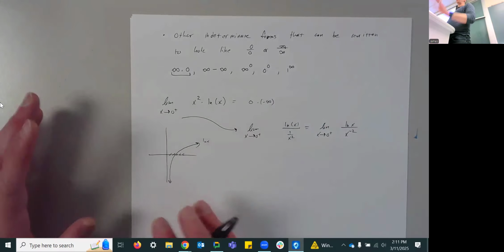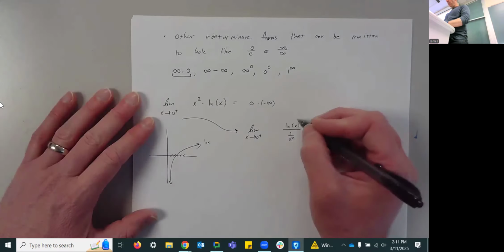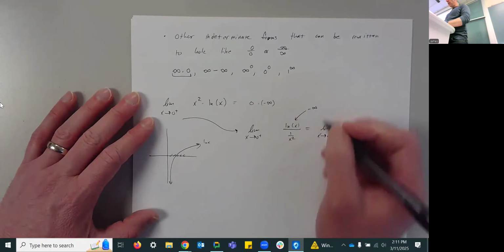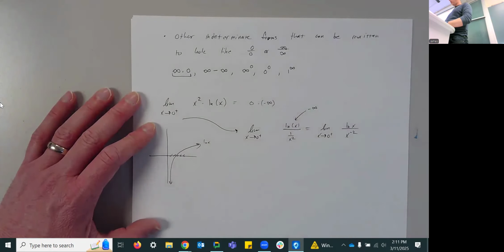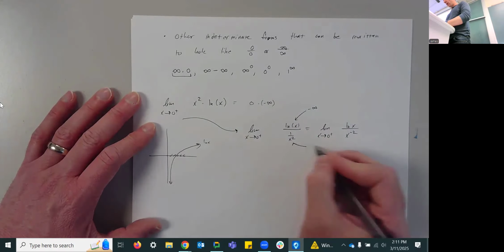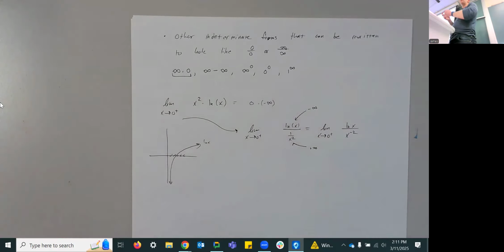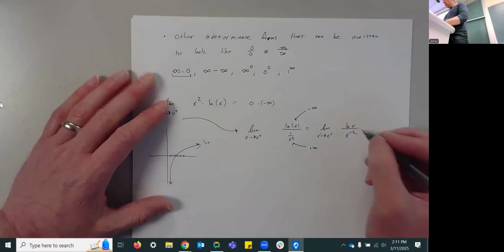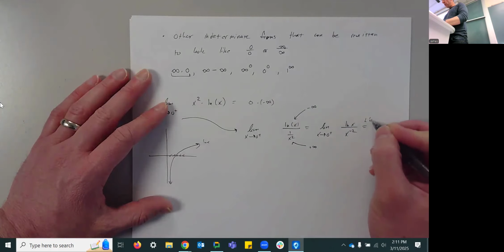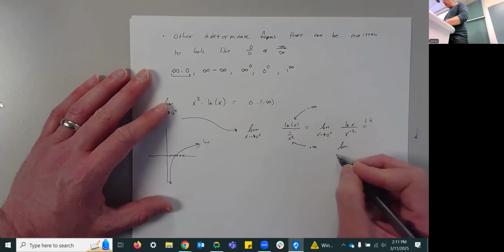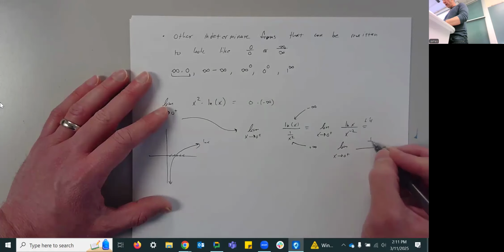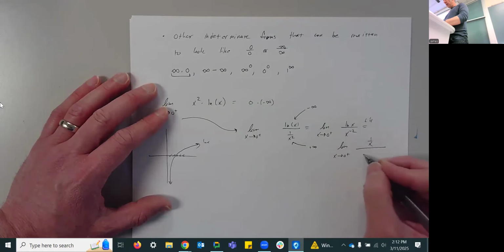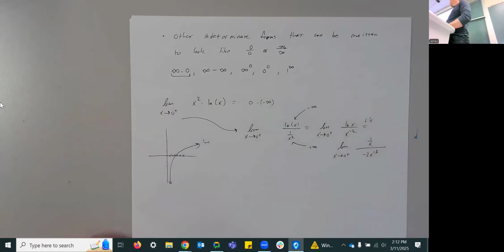Well, actually, I should point out we can use L'Hopital's rule. The top is still going to negative infinity, and 1 over 0 is getting positively infinitely large. So that bottom part is going to positive infinity. So we do have an infinity over infinity type, which means we're allowed to use L'Hopital's rule. And so when we use L'Hopital's rule, it's going to be the limit as x approaches 0 from the right. Derivative of the top is 1 over x. The derivative of the bottom is negative 2 times x to the negative third.